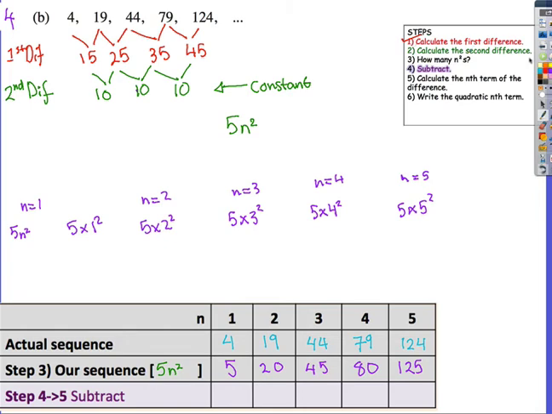Forgot to check myself, so we've calculated the second difference. Turns out to be constant. We worked out how many n's there are. 5n squared. We've come to subtract now. When we subtract, 4 subtract 5 is minus 1.